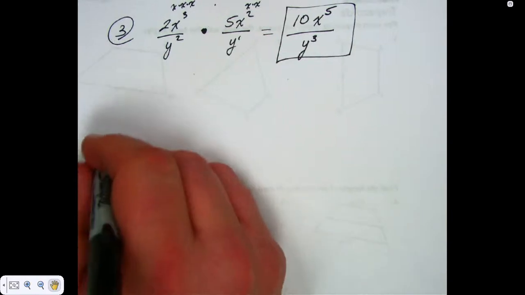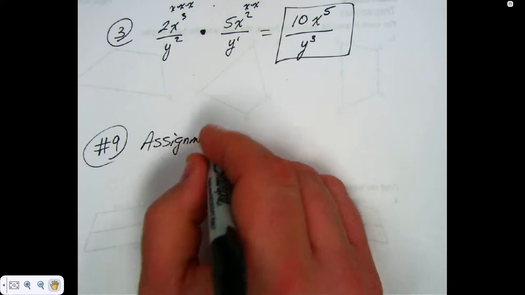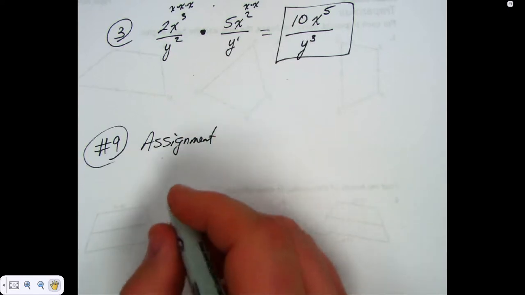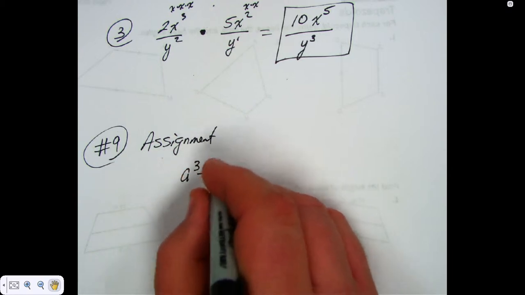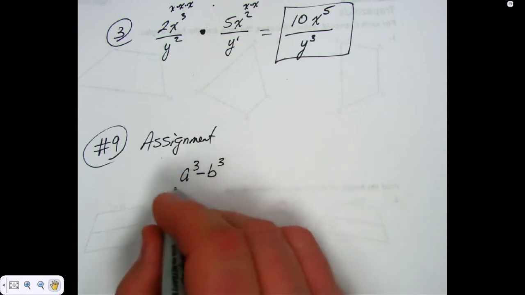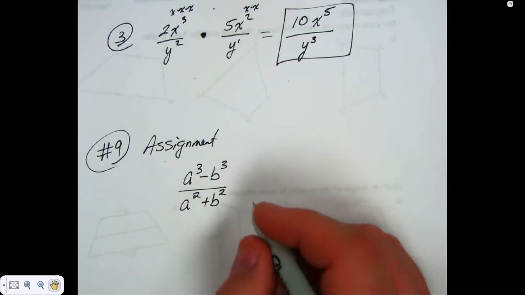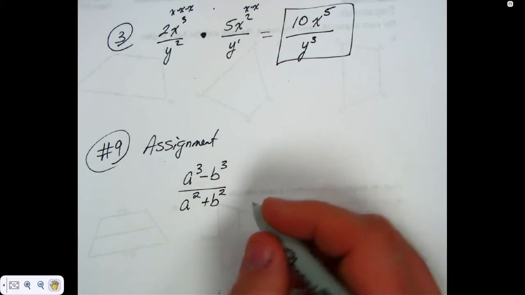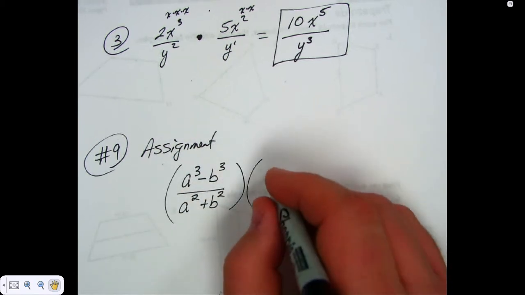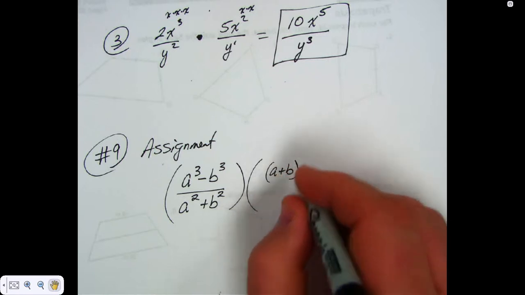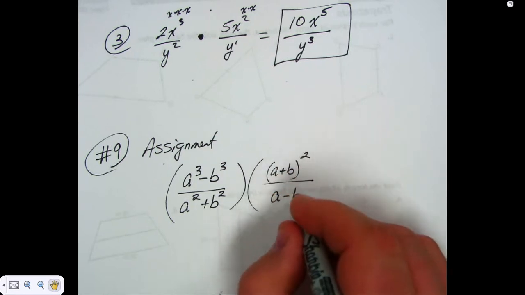Let's look at number 9 from your assignment. It's another one of the more complicated ones that require factoring. We've got a to the third minus b to the third over a squared plus b squared, times a plus b quantity squared over a minus b.